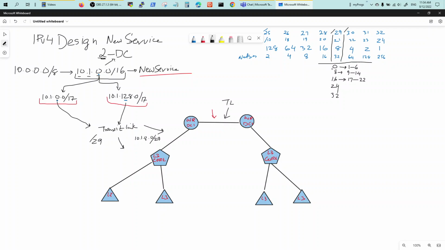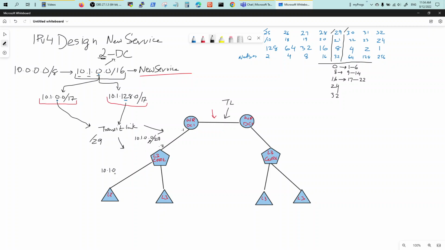So let's take the first one, 0, and address this link .1, we're using /29 right here, and .2. And you can use anything between 1 and 6. This link would be 10.1.0, and I apologize, this is the subnet, and we're using /29 for this one.